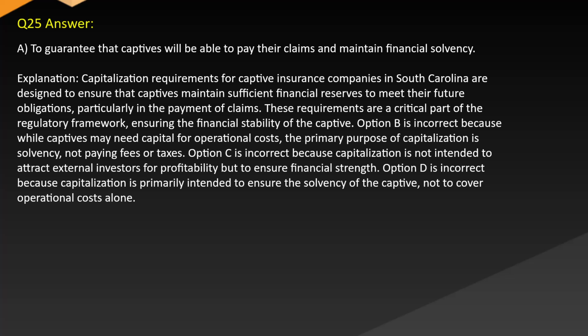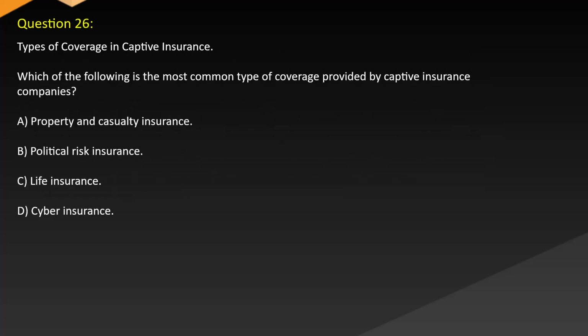Option B is incorrect because while captives may need capital for operational costs, the primary purpose of capitalization is solvency, not paying fees or taxes. Option C is incorrect because capitalization is not intended to attract external investors for profitability but to ensure financial strength. Option D is incorrect because capitalization is primarily intended to ensure the solvency of the captive, not to cover operational costs alone.